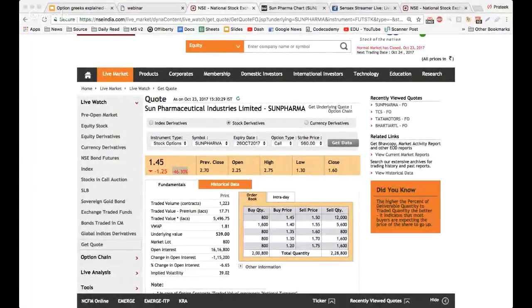Prashant Shikri is asking, while booking profit, do I have to pay the entire amount? So Prashant, when you're writing options, then you have to pay the entire amount. But when you close it, then obviously you close it like a position, so you don't pay anything.